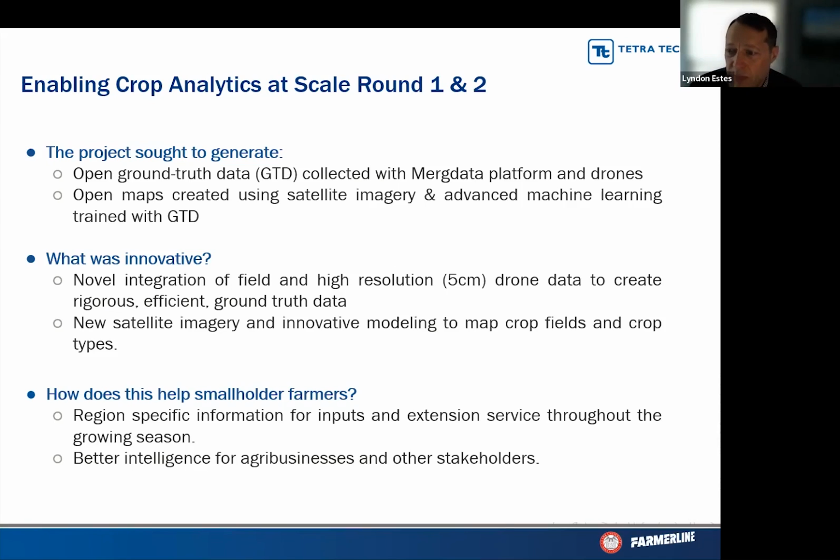So the project results benefit smallholders in a number of ways. First, the maps provide region-specific information on what crops are being grown and in which fields, which is used to provide farmers tailored training and advice throughout the season. For example, what seed types should farmers buy and how much fertilizer should they apply? Secondly, the data provide better intelligence for agribusinesses and other stakeholders that serve smallholder farmers.